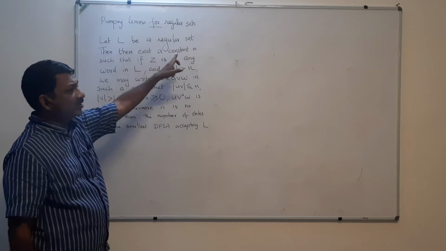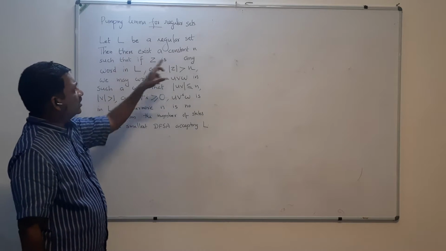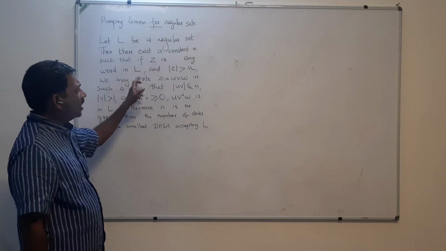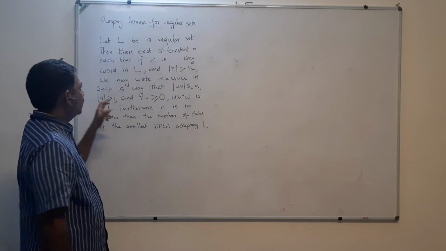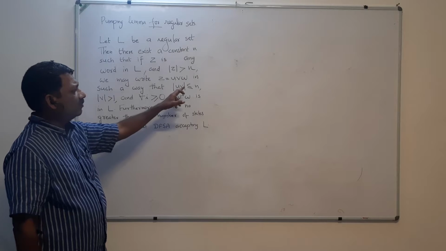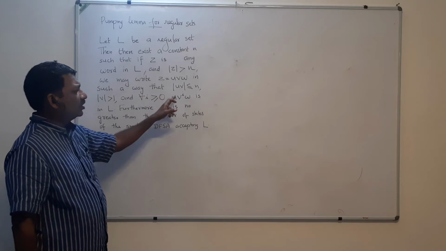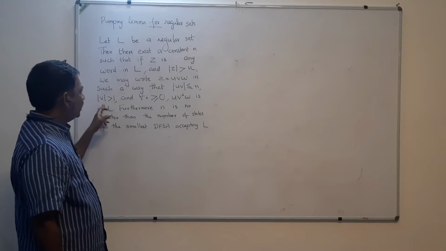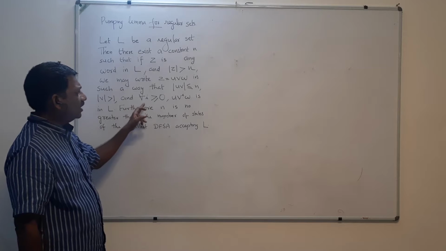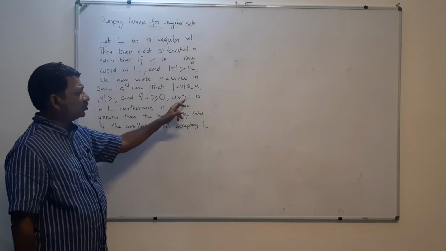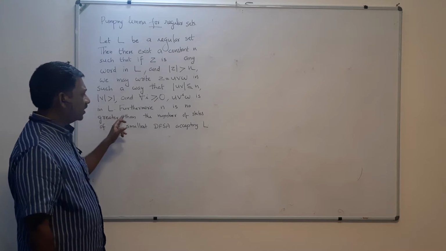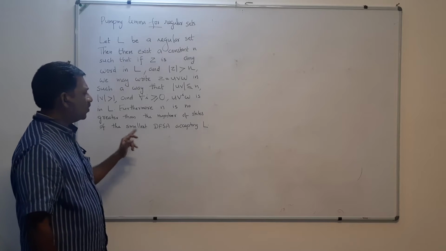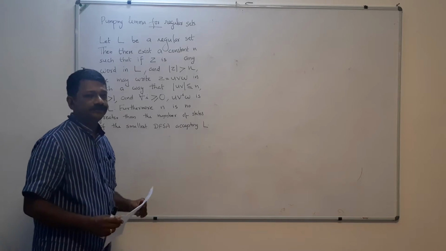Let L be a regular set. Then there exists a constant n such that if Z is any word in L and modulus of Z is greater than or equal to n, we may write Z equal to UVW in such a way that modulus of UV is less than or equal to n, modulus of V is greater than or equal to 1, and for every i greater than or equal to 0, U V raised to i W is in L. Furthermore, n is no greater than the number of states of the smallest DFSA accepting L.